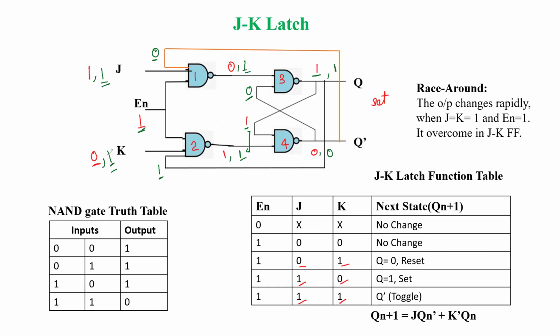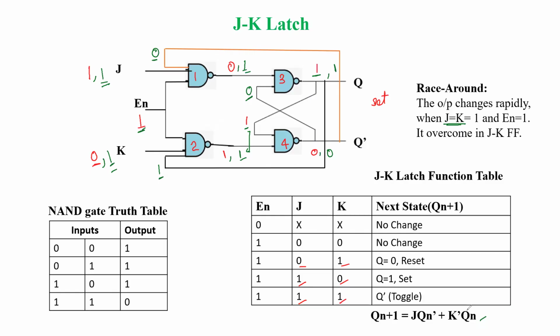So that is the benefit of the JK latch over the SR latch. And we have already discussed this race around condition. This is famous for J equal to K equal to 1. Now, what is the next state that we can generalize with the help of an expression? That is given as J Qn dash plus K dash Qn. This is also called the characteristic equation.